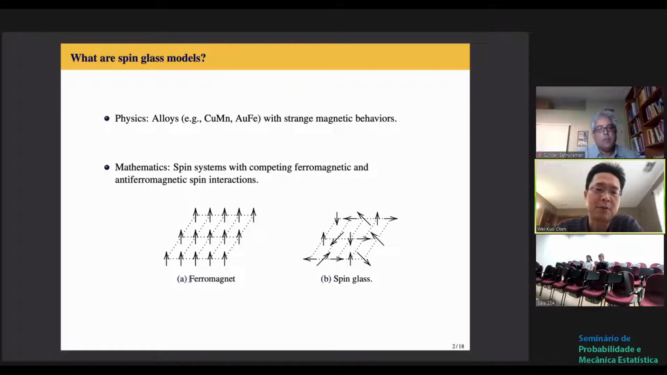If you are talking about a ferromagnet, like the Ising model, then we know that at a very, very low temperature, maybe the ground state, you see that the spins are more likely to point towards the same direction. But for spin glass, because of these ferromagnetic and antiferromagnetic spin interactions, at each location the spin can be up or can be down, or can be in any other possible direction. So this is just the spin glass picture.